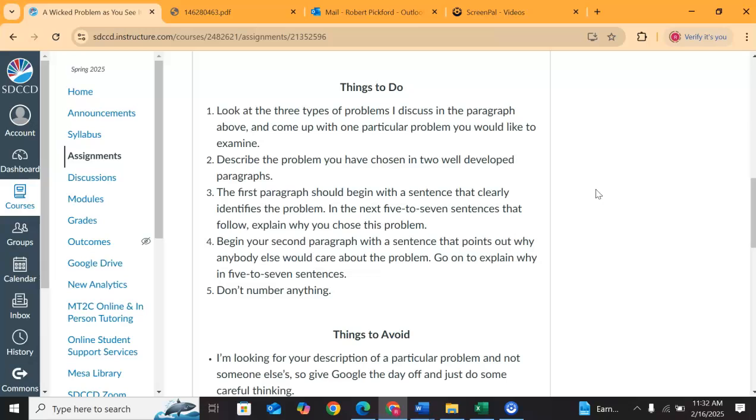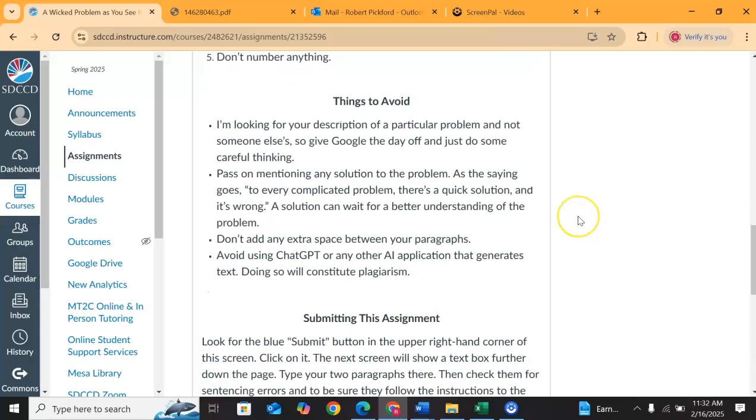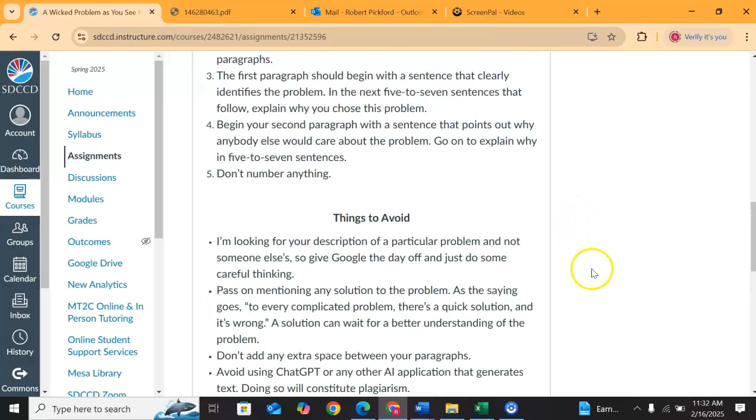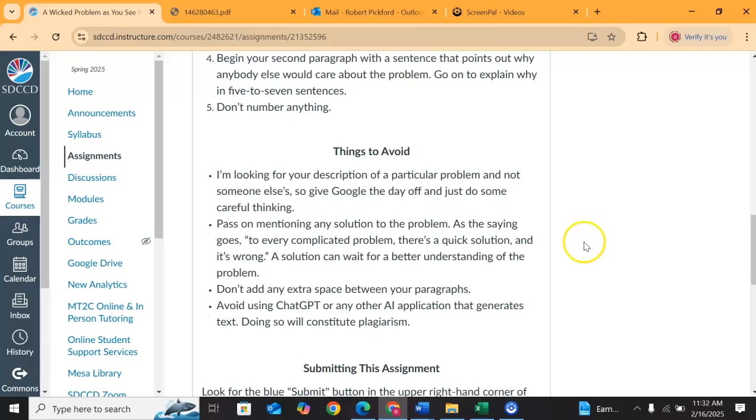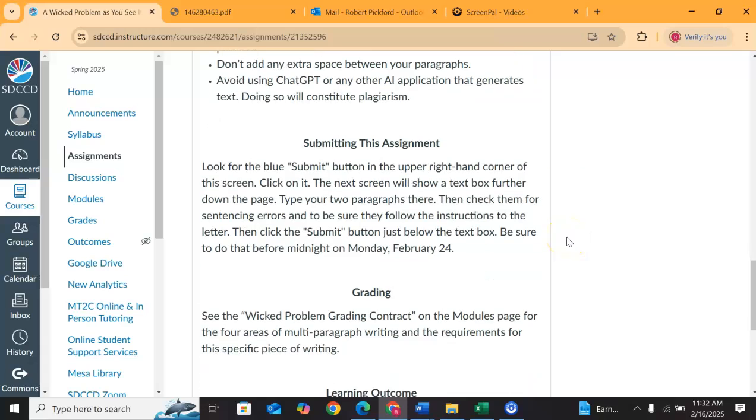First paragraph describes the problem specifically. Second paragraph gets to why anybody else would care about the problem. And don't speculate, be realistic. And this should be all your own thinking and your own imagination as far as the second paragraph. It's due Monday. If you're reading this Monday, it's due next Monday.